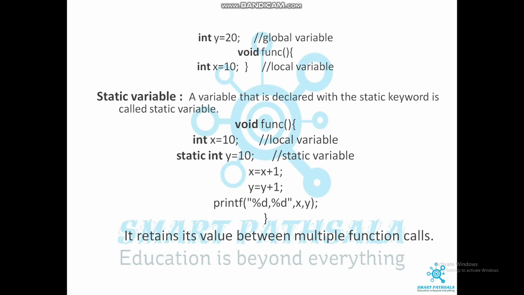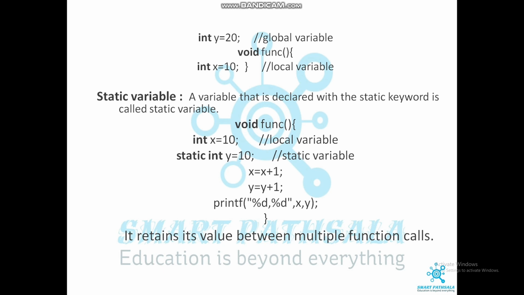Now what is this static variable? Here we can see that x equal to x plus 1 and y equal to y plus 1. Now if we call this function multiple times, variable x will return us the value of 11. But as we have declared the variable y as static, if we call it multiple times, it will give us the incremented value like 11, 12, 13, 14, etc.